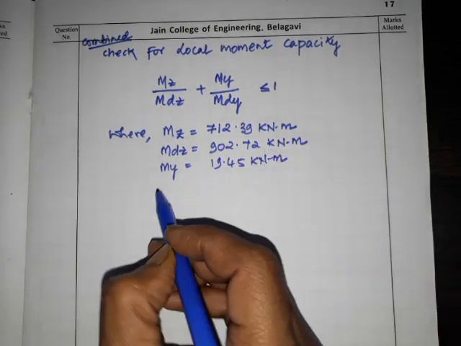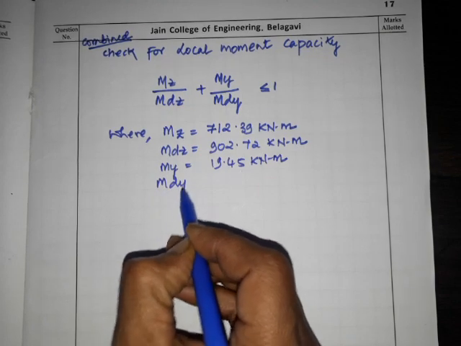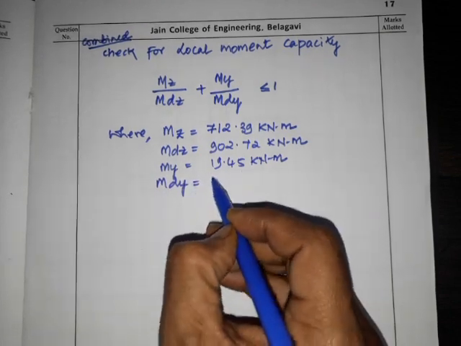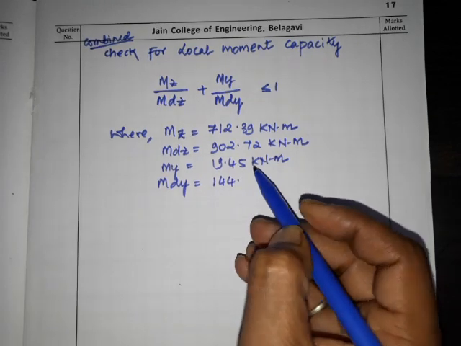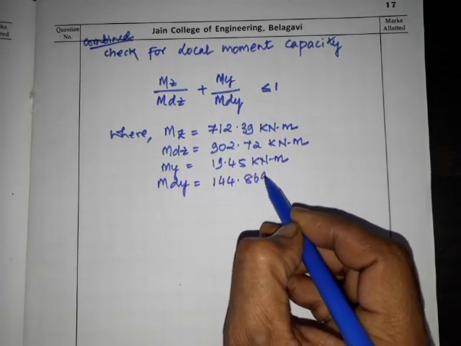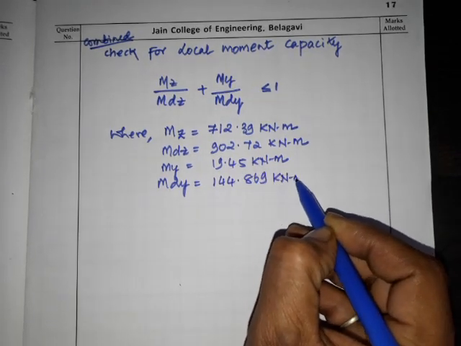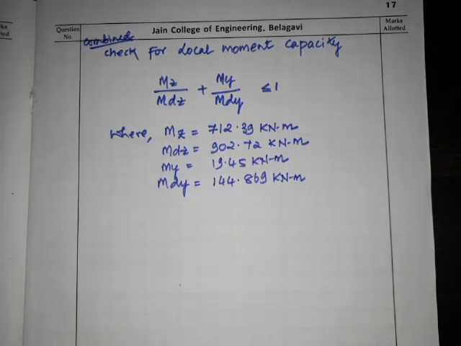And also Mdy we have calculated, so we have got this 144.869 kilonewton meter. So this is regarding the required values, okay. So we will substitute back here.